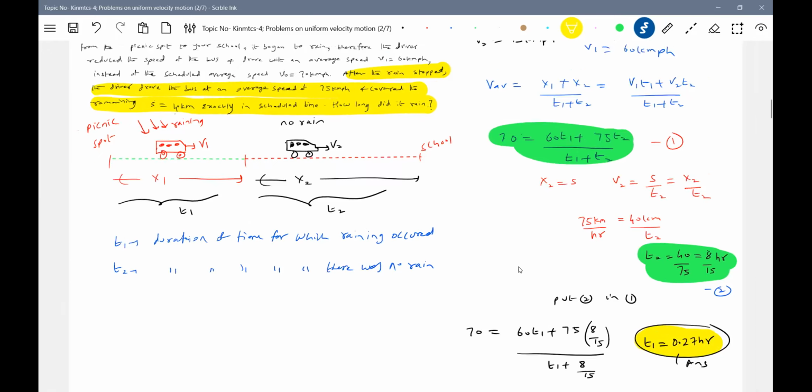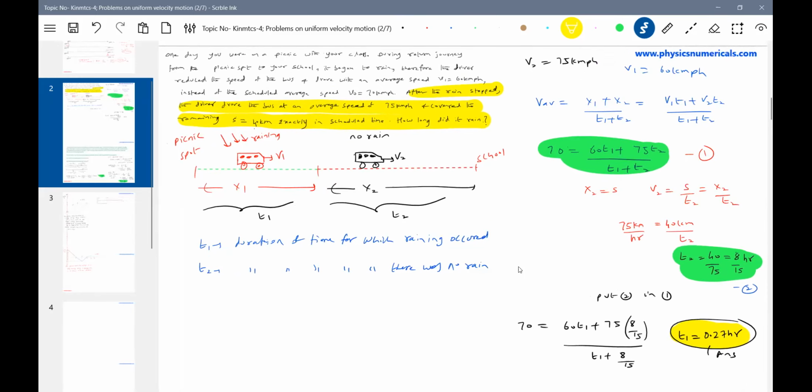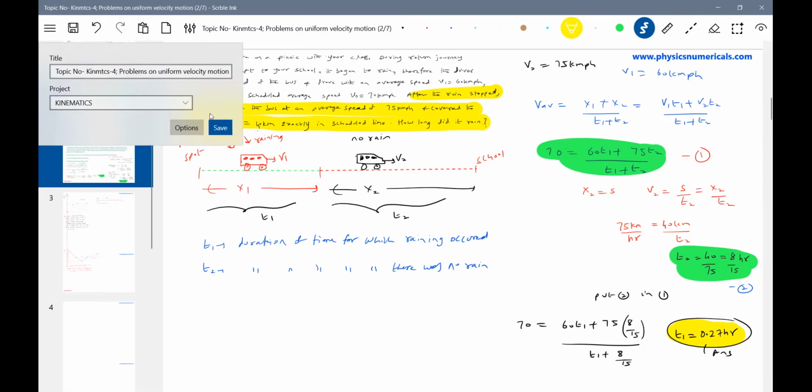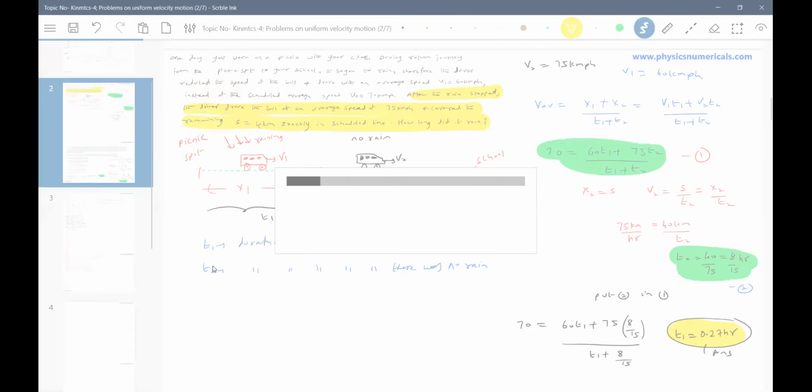I think it's not a very big problem. The only thing we should do is understand the conditions that are given clearly and draw some diagram.